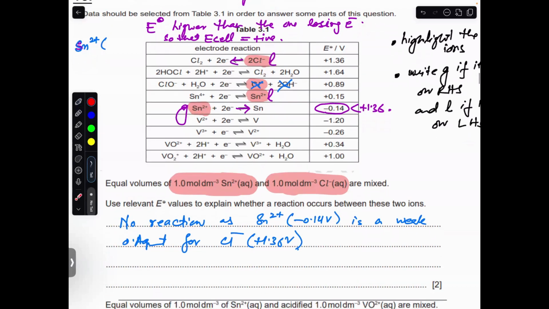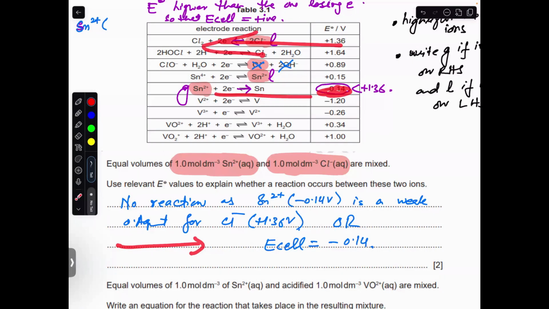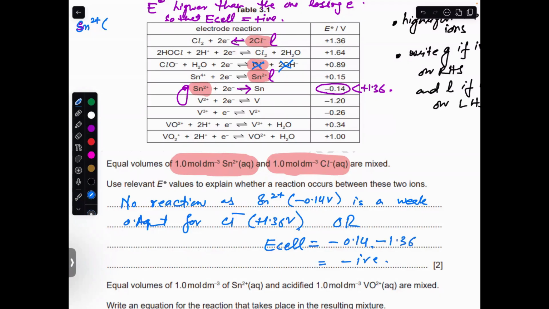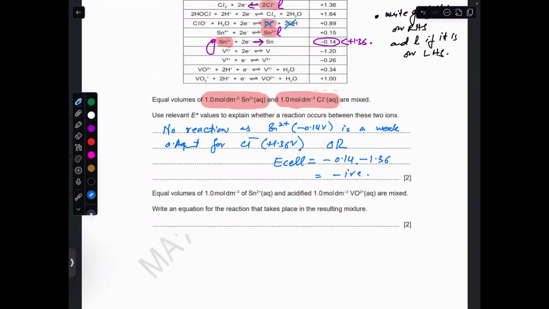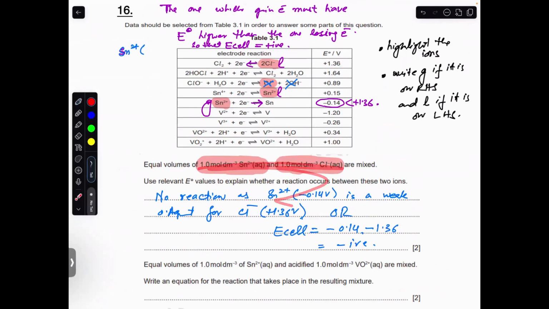Or you can say no reaction, as E cell is what? E cell minus 0.14. The one which gain, it remains the same. The one which is going in the backward, it is flipped. If it is flipped, it is minus 1.36. It is negative, not possible. Do you get this? Next question. So the reaction is not possible. I hope you understand.